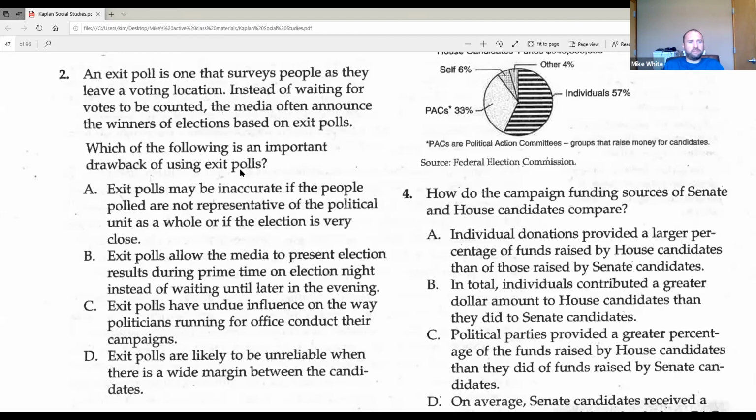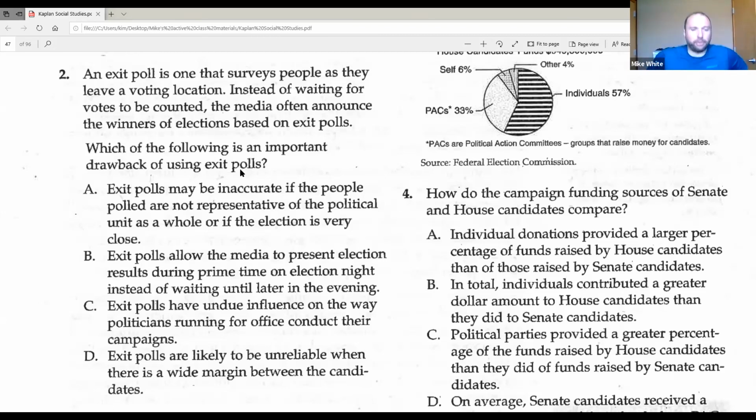Exit polls may be inaccurate if the people polled are not representative of the political unit as a whole, or if the election is very close. So A is basically saying exit polls are likely to be incorrect if it's a very close race, or if they happen to poll people that don't really represent the nation as a whole. In science, we talk about sample size, right? Your exit poll isn't gathering enough data. It's easy for it to be a little bit inaccurate. In other words, you might be in a state where there are more Democrats than Republicans, so the exit polls might skew that way.